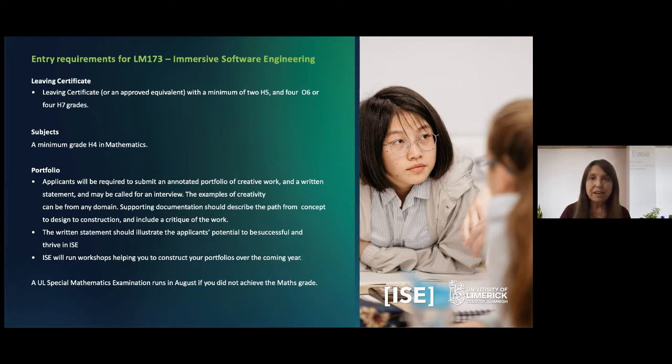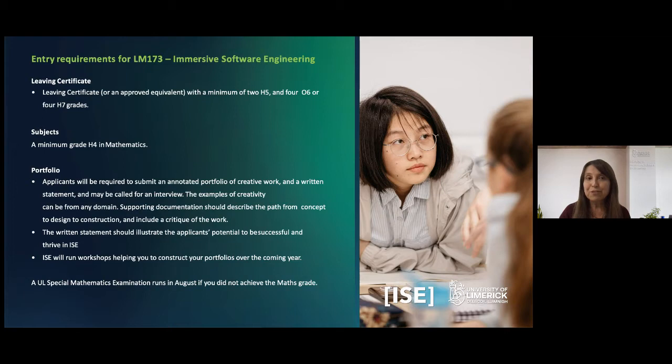If you don't have H4 because, for example, you didn't take mathematics as an honors class, there is going to be the traditional special mathematics examination in August, so that you are able to catch up with this. But the most important novelty is a portfolio.